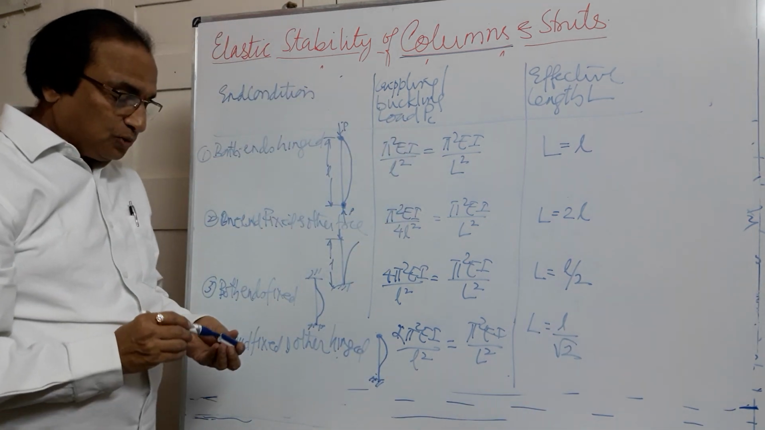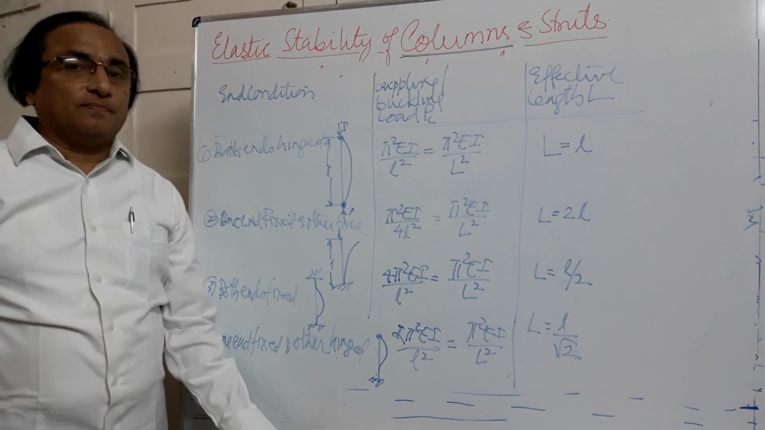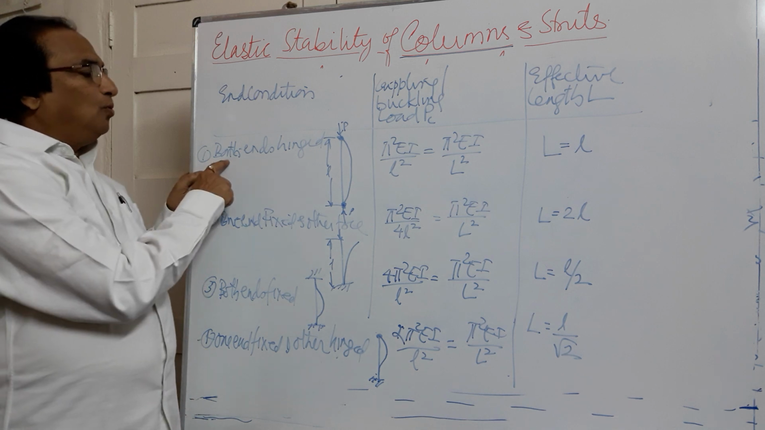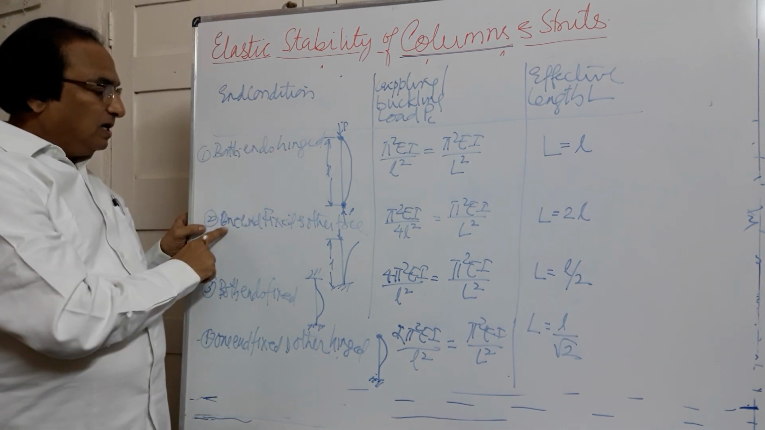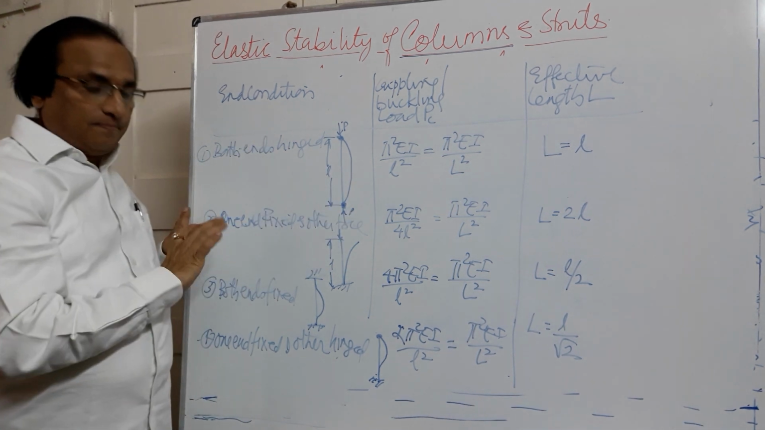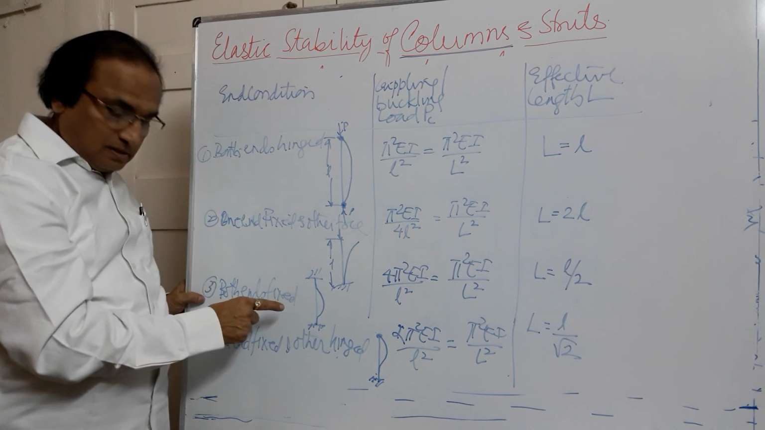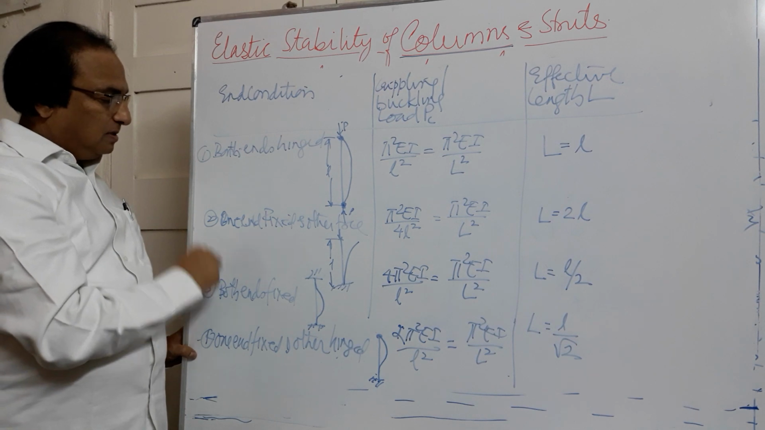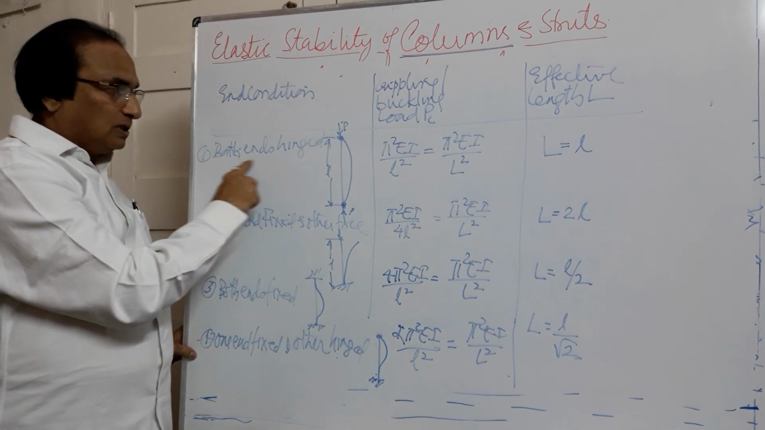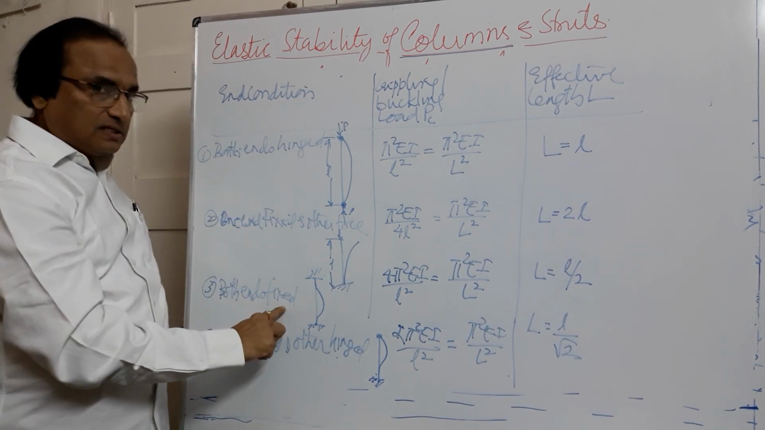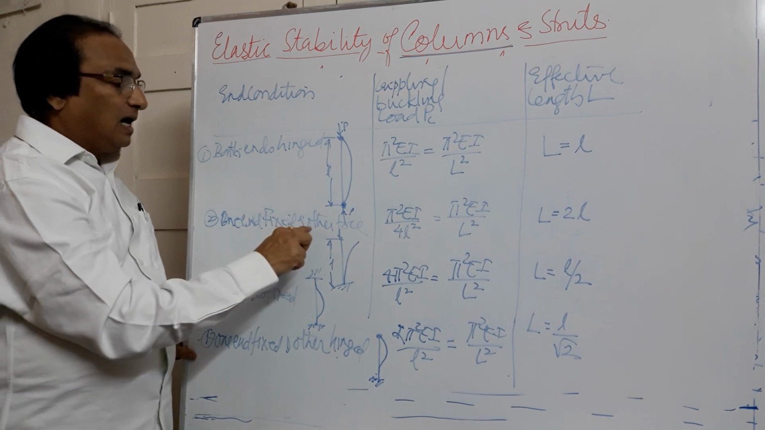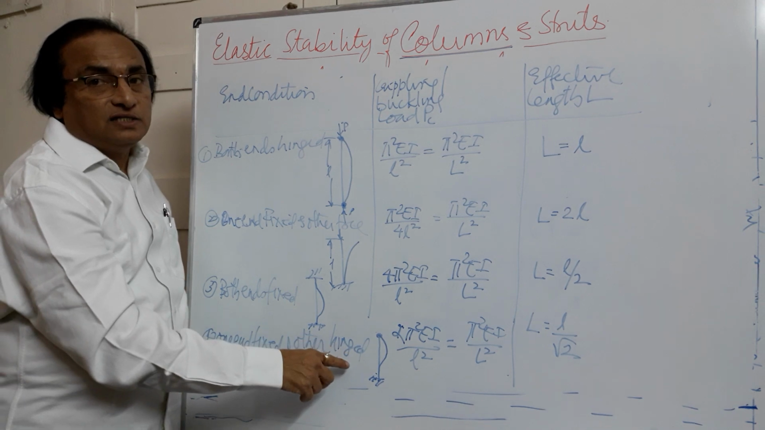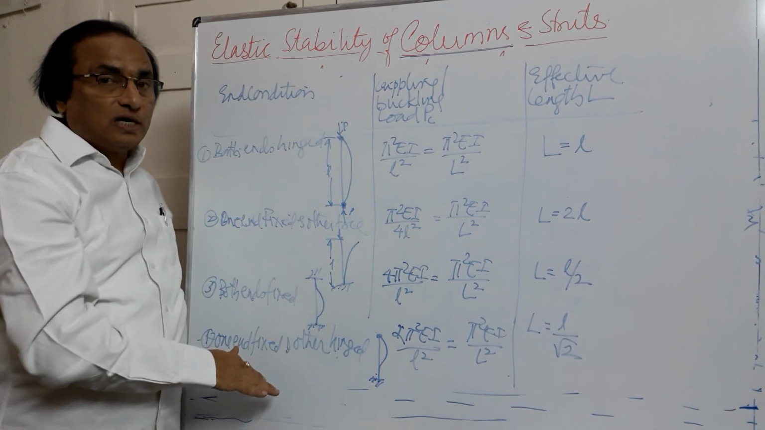Now this table is very important for you to remember. First is the sequence of end conditions: both ends hinged, one fixed other free, both ends fixed, one fixed other hinged. So both are hinged, both are fixed, one is fixed and another is free, one is fixed and another is hinged. So this sequence of columns you try to remember.